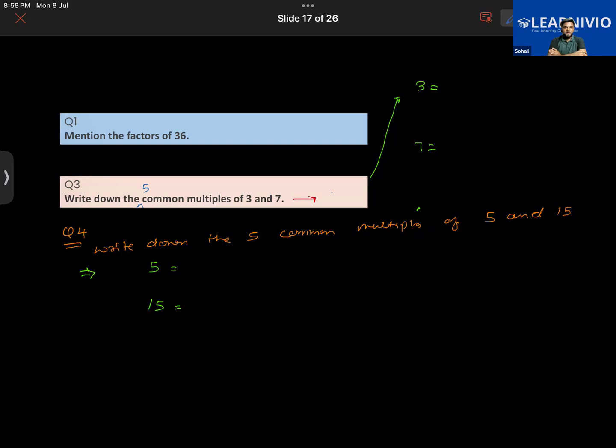Habib, first of all, write down the multiples of 15. See, actually, yours is easier. The question that I gave you is actually easier than the question that has been given to Sumaya.